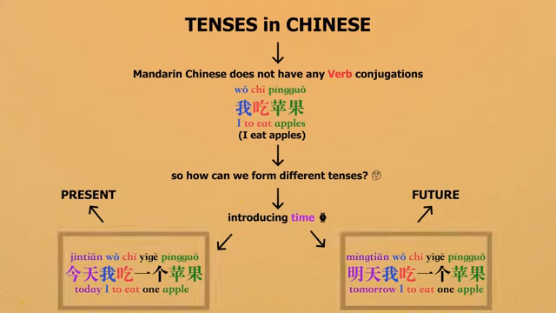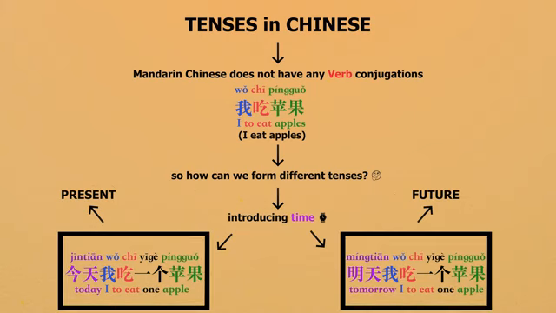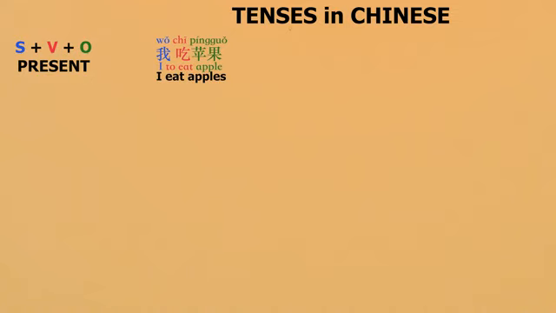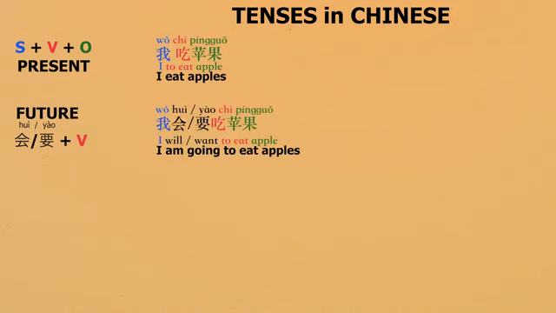And normally time is put before or after the subject. Now let's learn how to form any tenses in Chinese. The first one is the simple present with the form subject plus verb plus object. 我吃苹果. The second one will be the future tense. You can use two characters. The first one, 会 or 要 plus verb. For example, 我会吃苹果 or 我要吃苹果.